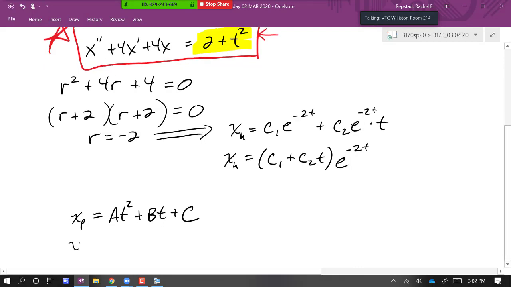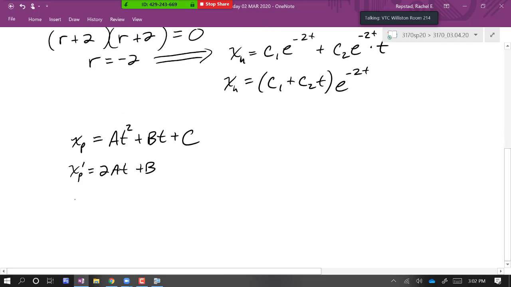So if that's xp, then xp prime, what do we get there? 2a t plus b. And what about the second derivative? 2a. Great.